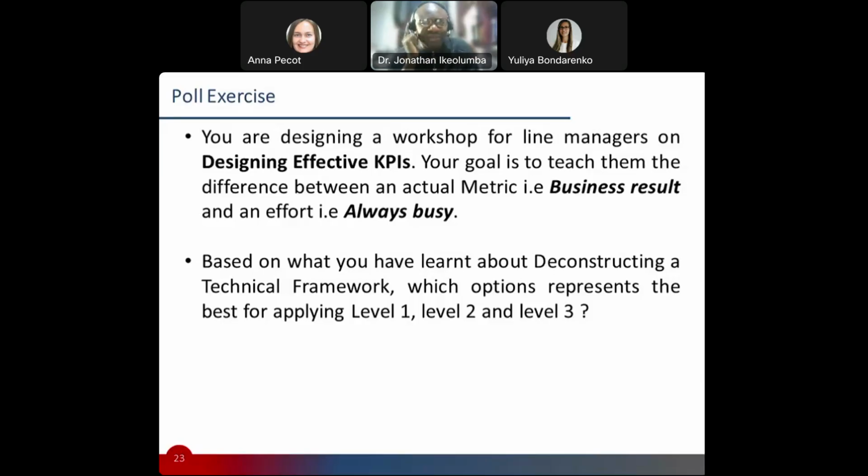So I want us to imagine for a second that we're organizing a training, and our training was around designing metrics on how to measure people who work for us. So again, you're designing a training for people on how to come up with good training metrics. Now you want to teach them the metric and the ability to distinguish what is a good metric as opposed to what is an effort. So with what you've learned from what I've just described around deconstructing a technical framework, right? From moving from the technical jargon to what it means.